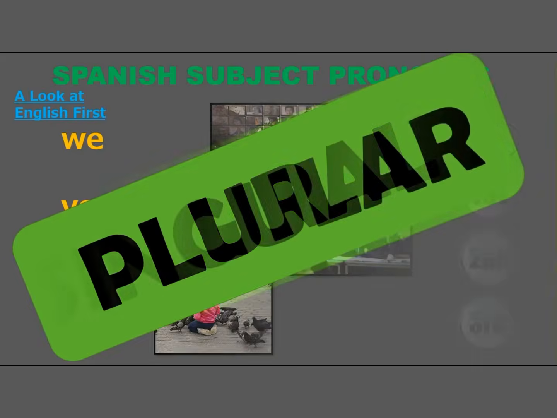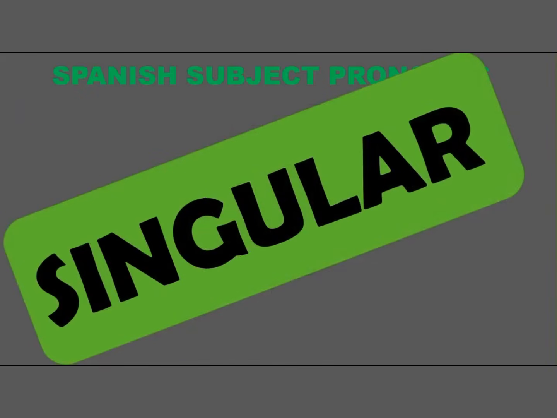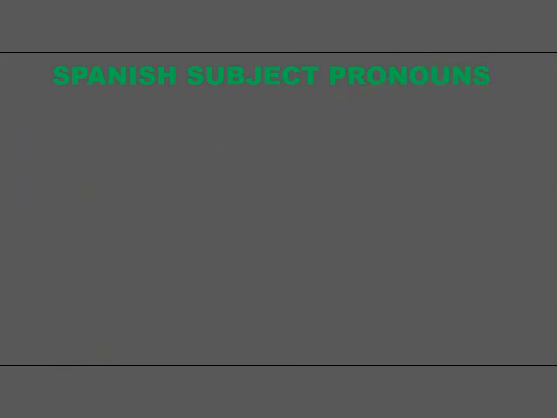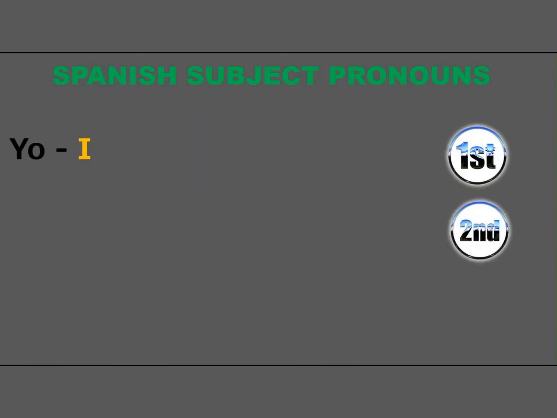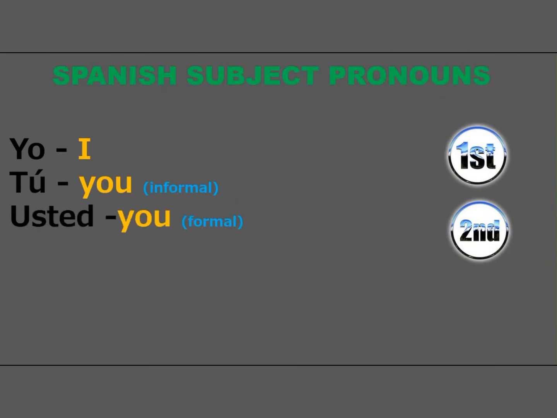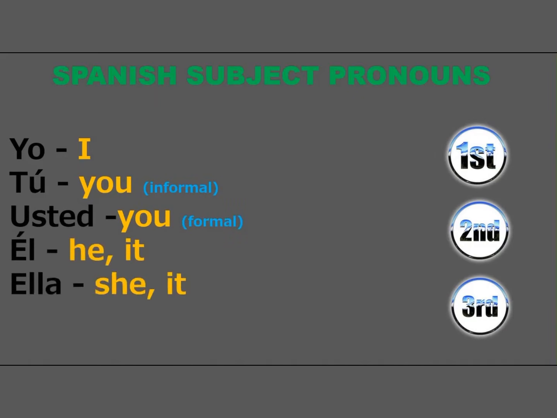Now it's time for the Spanish. We'll begin with the singular forms. First person, yo. Second person, tú. Second person, usted. Third person, él. Third person, ella. I'm sure you've noticed that there are 2 forms of you in this list.